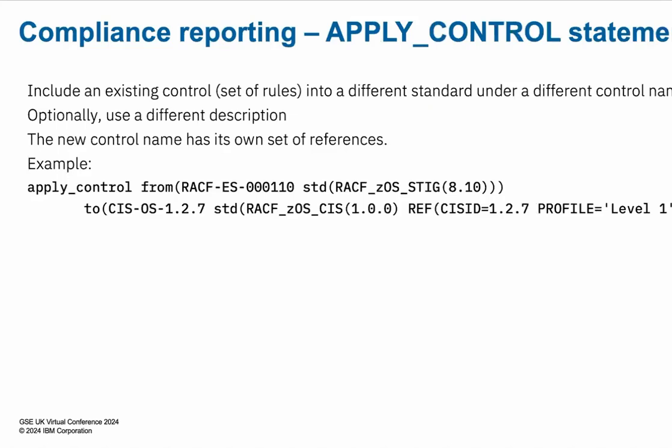And we also have added the apply control statement. So you can include an existing control into different standards under a different control name. So as you can see, we're taking a control from RACF ES 110. This is a stick control. We are taking it from the standard RACF ZOS stick 8.10, and we can apply it to other standards, or we can reuse it in RACF ZOS CS version. So this gives us more flexibility to reuse controls from one standard to another.